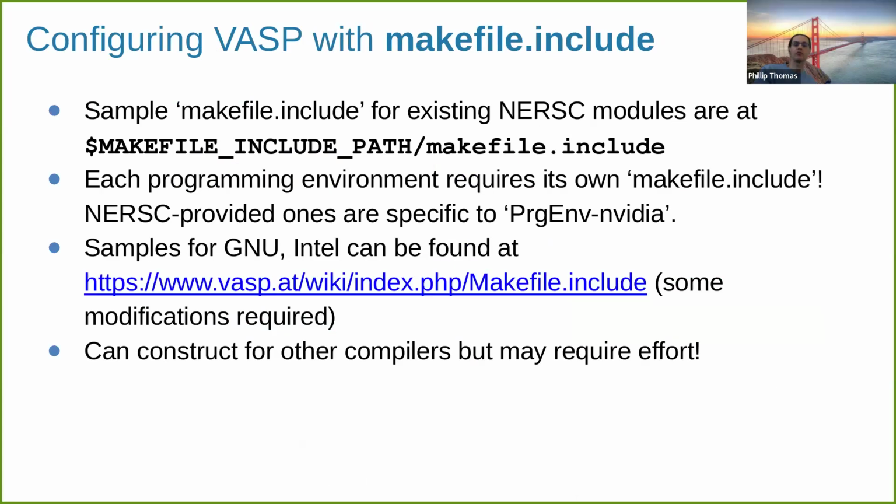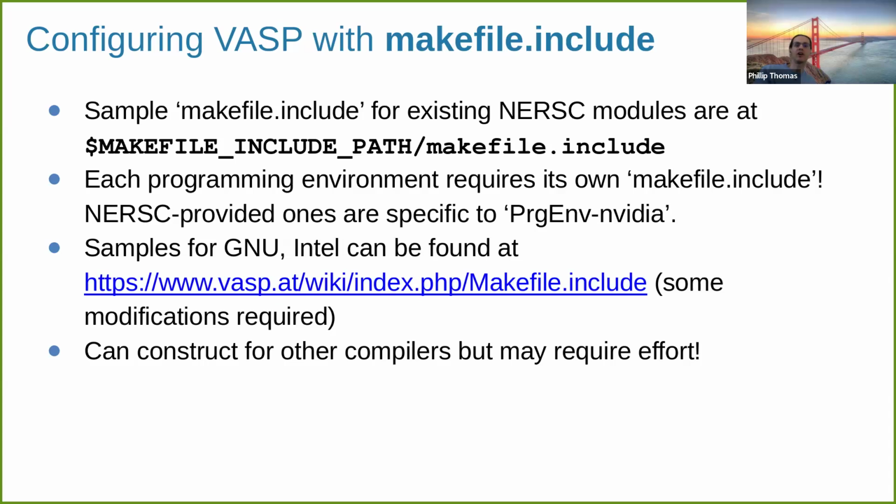The trickiest and most important thing to look at when making a VASP build is the makefile.include. If you want to look at the makefile.include used for an existing NERSC build, the NERSC modules have these available, as I mentioned earlier. You can find a makefile.include for a given version of VASP that's installed by looking at the makefile.include path for that particular module. Then you can copy this to your own folder and modify it as you need.